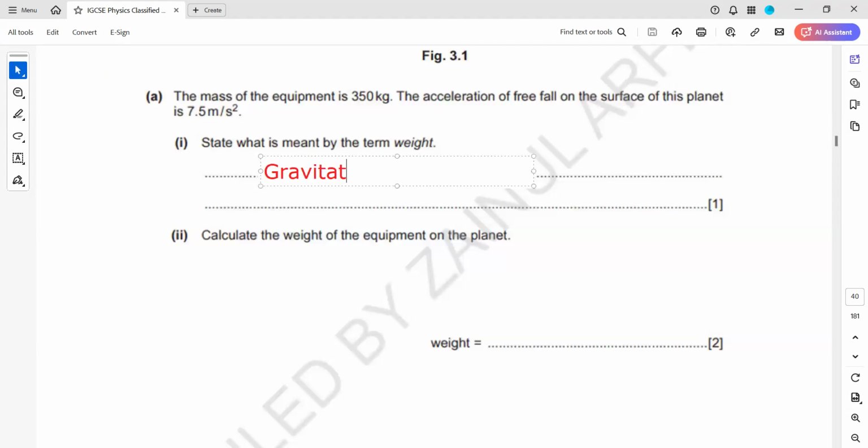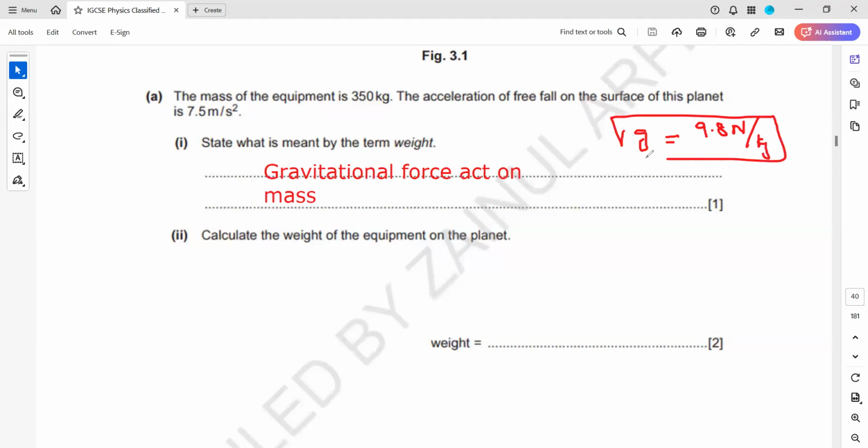Can we write only gravitational force? No, we can write gravitational force acting on the mass. There's a difference between gravity and weight. Gravity means how much force is acting on 1 kilogram, like the gravity of the Earth is 9.8 newtons for 1 kilogram. But weight is the total force which acts on the object, which is a product of mass and gravity.